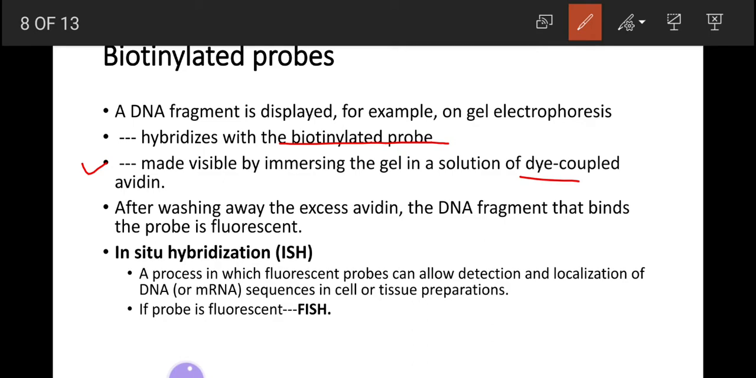What is in situ hybridization? In situ means we detect the DNA in the cell and in tissue preparations directly. We do not isolate the DNA; we localize the DNA within the cell and within the tissue preparation. This is in situ hybridization, a process in which fluorescent probes allow detection and localization of DNA or RNA sequences in cell or tissue preparations. If the probe is fluorescent, this is called FISH, fluorescent in situ hybridization.